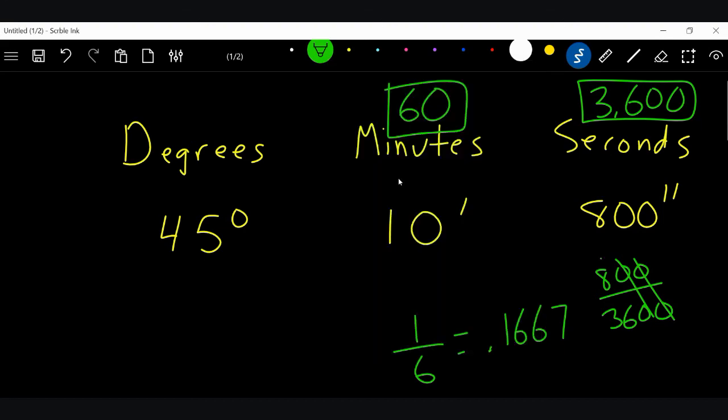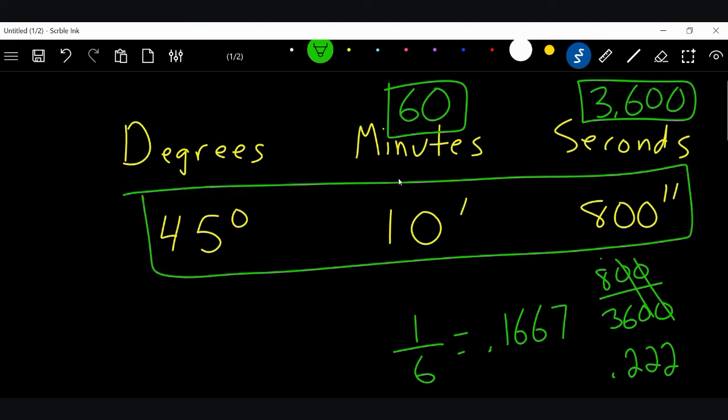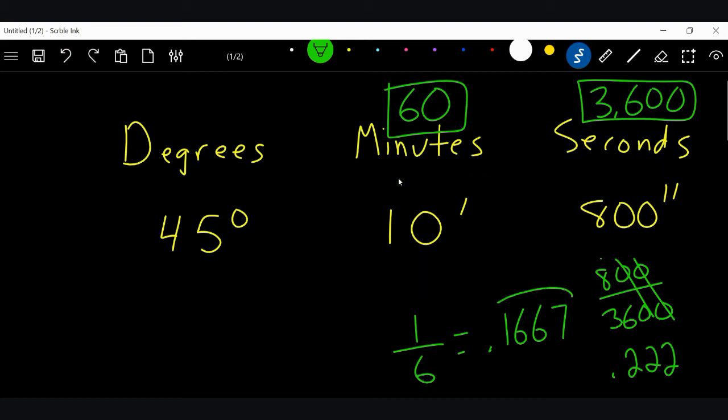0.222, and then we'll just leave it like that because we're rounding off. Now, what I want you to see is that this is the whole number right here: 45 degrees, 10 minutes, and 800 seconds. Now we have to combine these because we had minutes and seconds. And in math, whenever you have the word and, you're always adding. So we're going to add our minutes and seconds together. We're going to end up with 45 point, and we're going to add the 0.222 and the 0.167.